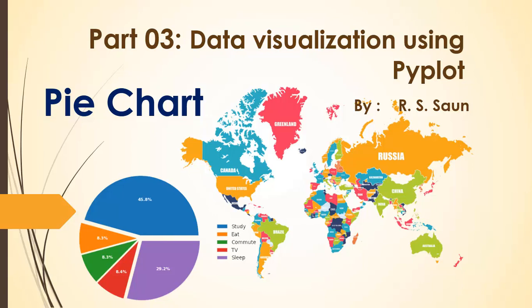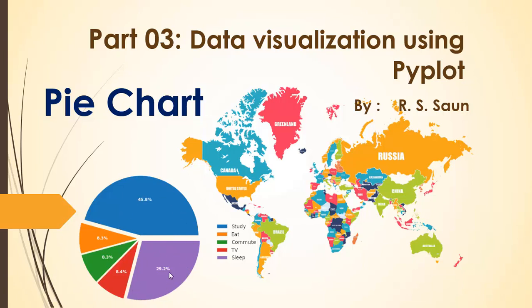So today we are going to discuss what a pie chart is and how to create this pie chart in Python using matplotlib library or pyplot. So let's get started. A pie chart is a special chart that uses pie slices to show relative size of data. For example, here we have a pie chart.